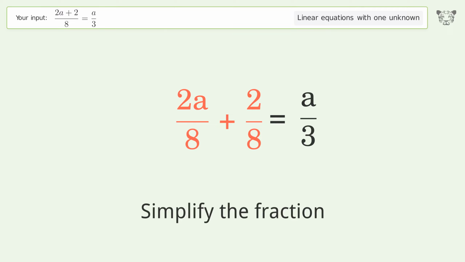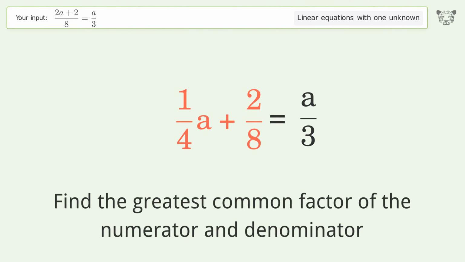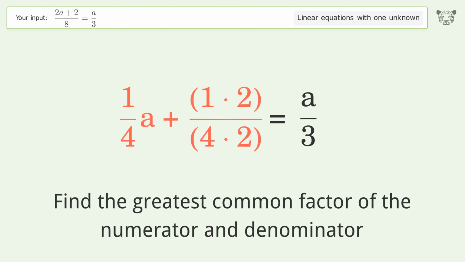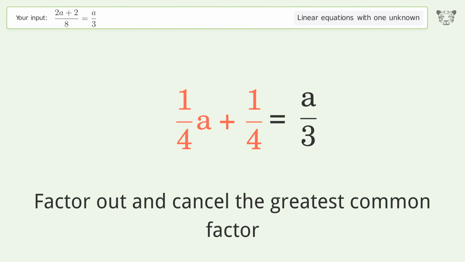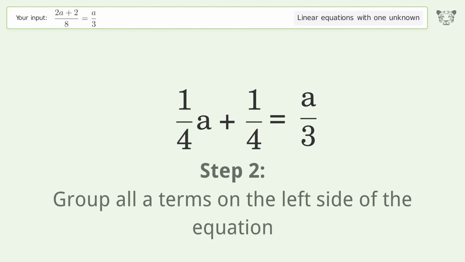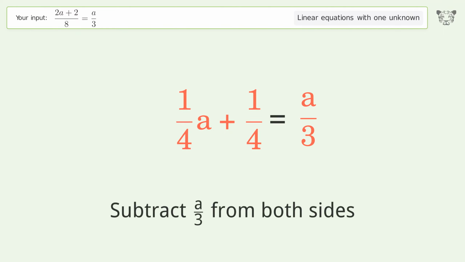Simplify the fraction. Find the greatest common factor of the numerator and denominator. Factor out and cancel the greatest common factor. Group all a terms on the left side of the equation. Subtract a over 3 from both sides.